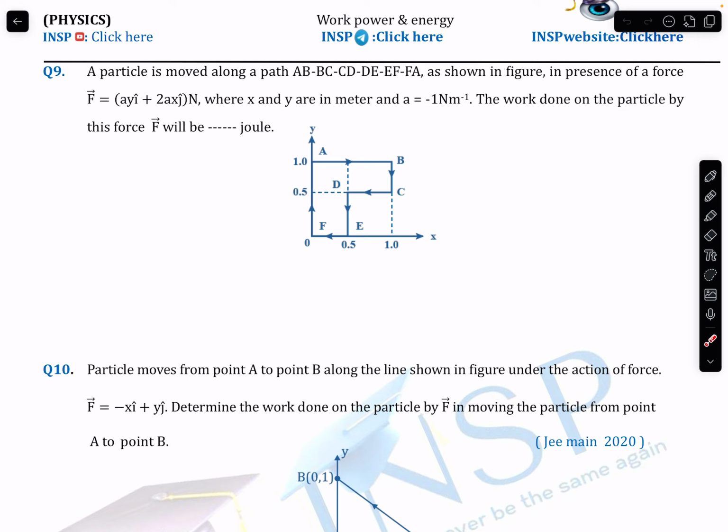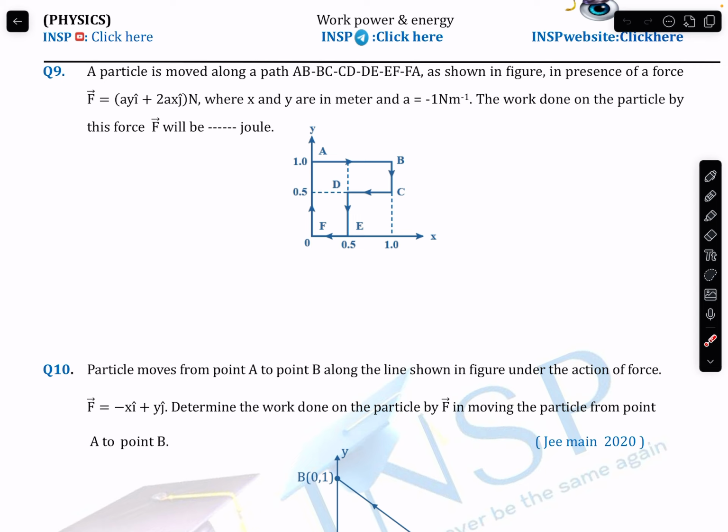I'll be covering it in the regular lecture. You can see the path is AB, BC, CD, and then DE, EF and FA. So it's a closed path that is given here, and the force is ay i cap plus 2ax j cap. What we have to do is see this line. In this line, y is 1 and dy is 0. So along x we can easily do that part. We can break this into parts, and I have done a lot of such questions in class.